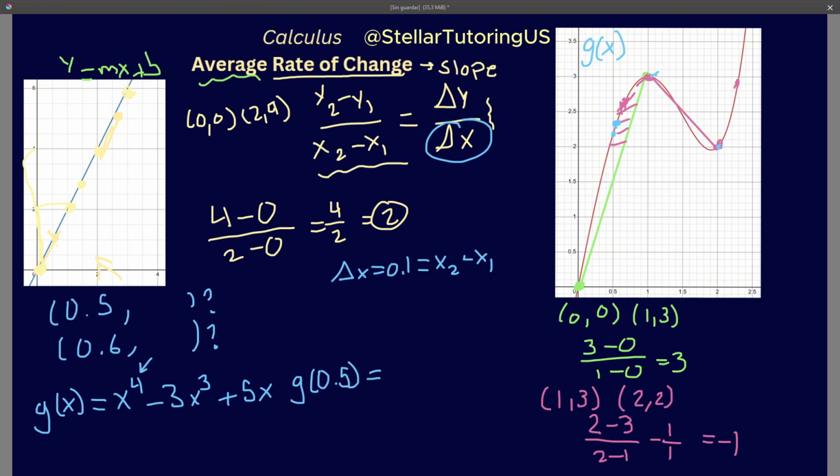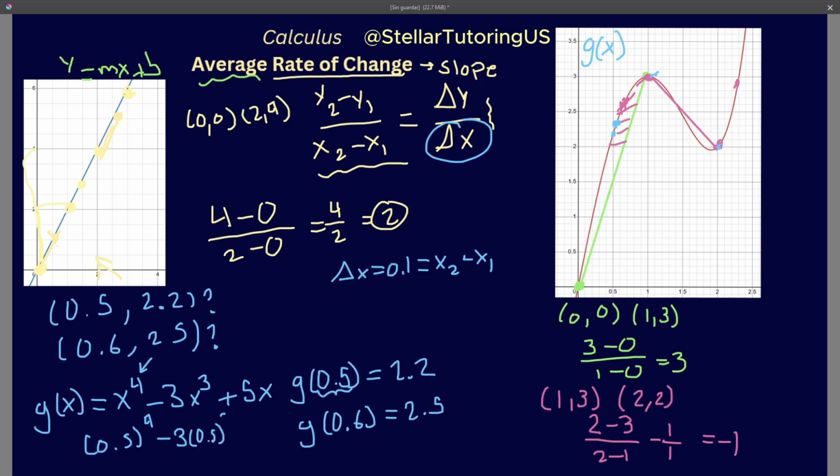So if we plug in 0.5, if we replace all the x's with 0.5, we're going to get roughly 2.2. And if we replace all the x's with 0.6, our output is going to be 2.5, roughly. These are rounded. And just as an example, this would look something like this: 0.5 to the fourth power minus 3 times 0.5 to the third power, and we're getting a bit cramped, but plus 5 times 0.5. And you put that on the calculator, do it by hand. And then we do the same for 0.6, but I had already worked it out for the sake of time. 2.5. So we have 2 points.